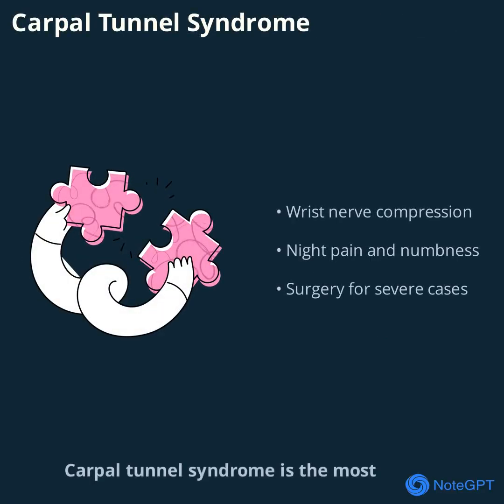Carpal tunnel syndrome is the most common entrapment neuropathy in people with diabetes. It occurs when the median nerve is compressed at the wrist, leading to pain, tingling, and numbness in the palm and fingers. Symptoms often worsen at night and may be relieved by shaking or hanging the hand off the bed. Advanced cases can cause muscle wasting and weakness, making it hard to grip objects. Treatment ranges from splinting and physical therapy to surgical decompression if symptoms are severe.